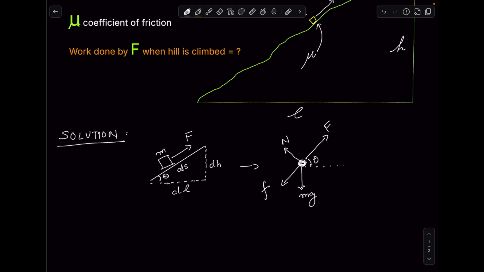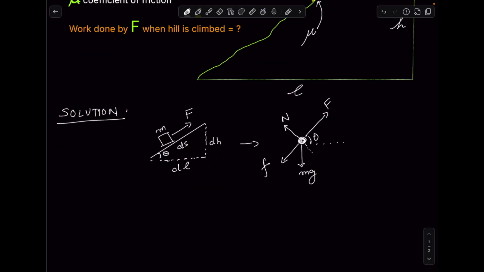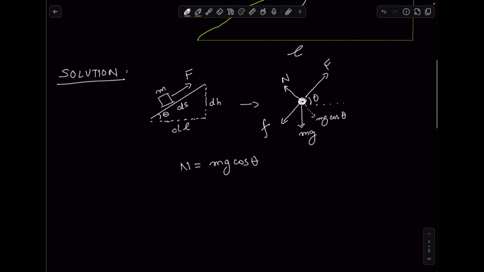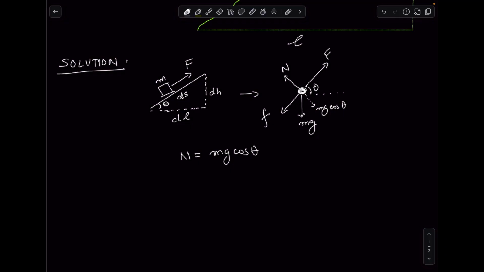We have been given that the object is moving slowly, that there is no acceleration. So the component of the gravity towards the hill is mg cos theta. So n equals mg cos theta. We also know that force of friction equals mu n. Therefore, friction is mu mg cos theta.